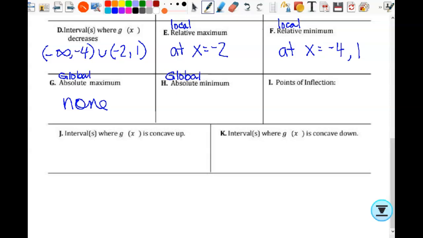Got it. Okay. All right, so global minimum. What is it? -8 at x equals 1. So remember, the maximums and minimums, what they are are the y values, and where they are are the x values. Okay, we good on that? All right, great. Points of inflection.